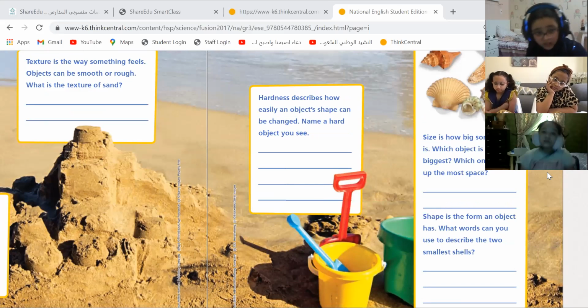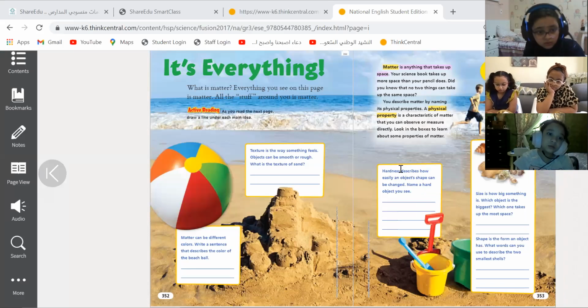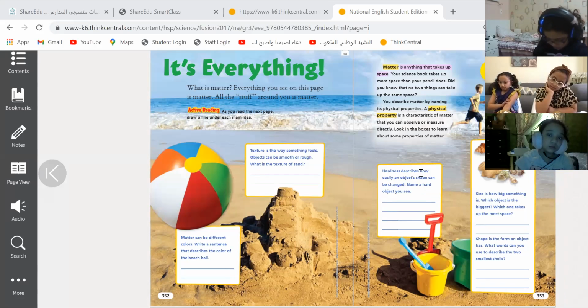Hard. I can see. I think the rocks are hard. Can you see rocks over here? Yes, rocks are very hard. Can you see rocks in this page? No. Okay, tell me something you can see in this page that feels very hard.